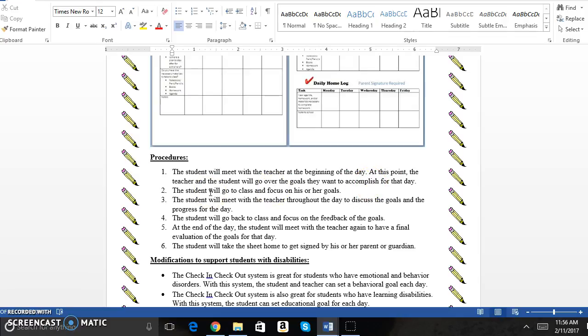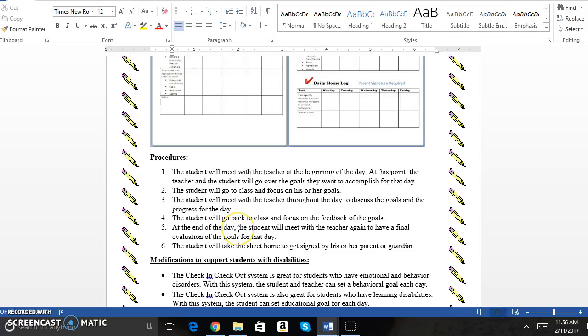The student will go to class and focus on his or her goals. The student will meet with the teacher throughout the day to discuss the goals and progress for the day. So this would be the feedback from the teacher to see how the goals are coming along. Then the student will go back to class and focus on the feedback of the goals.